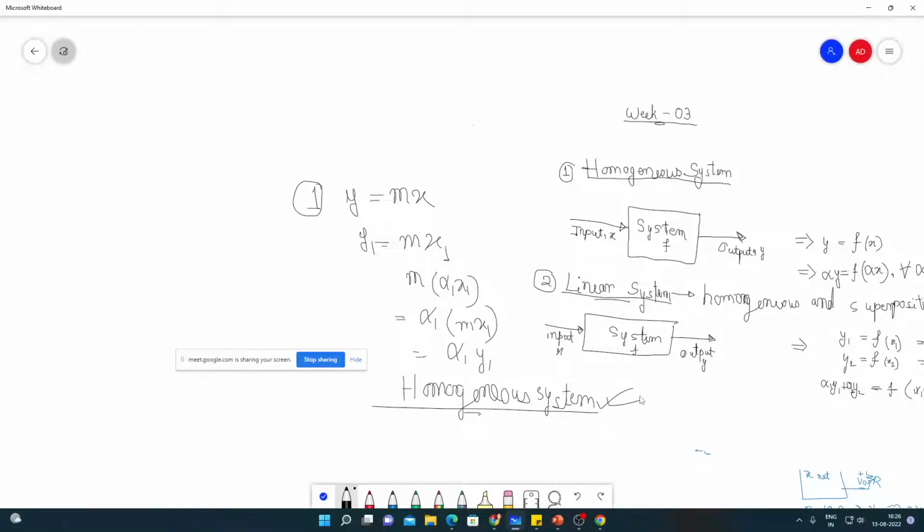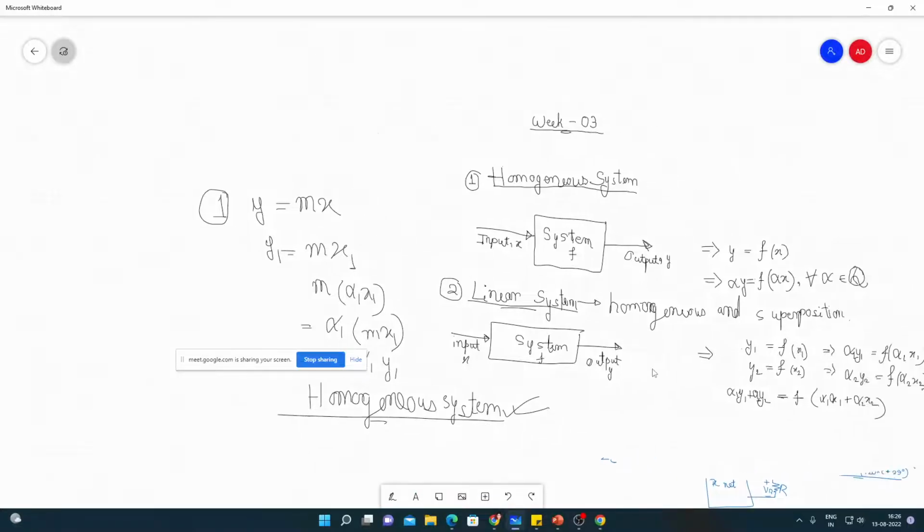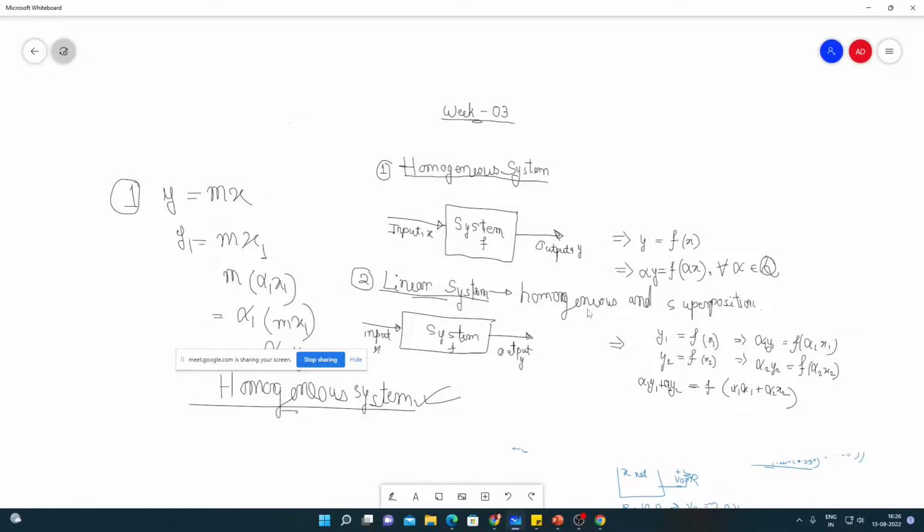A linear system also has another property. Does it satisfy that? A linear system, as I just discussed, has two properties. One is the property of homogeneity, which is the homogeneous system. Another is the property of superposition.